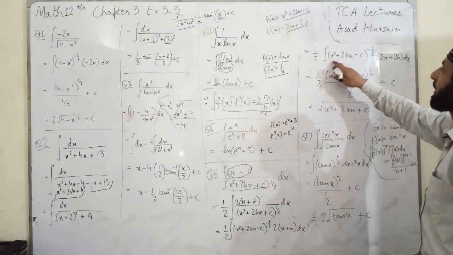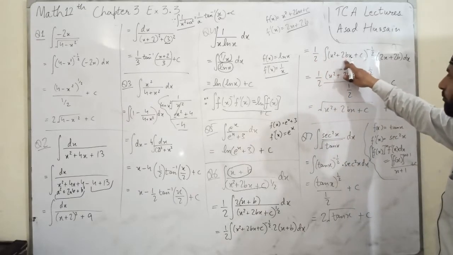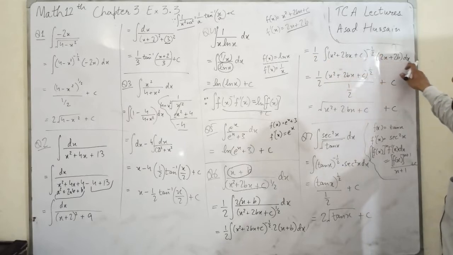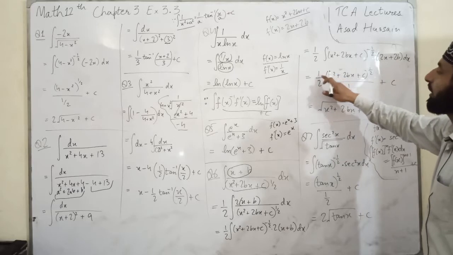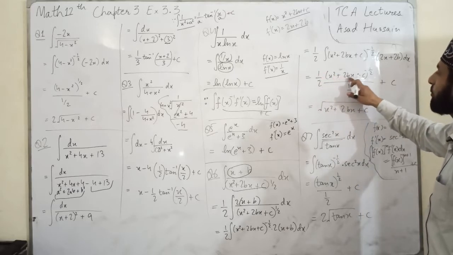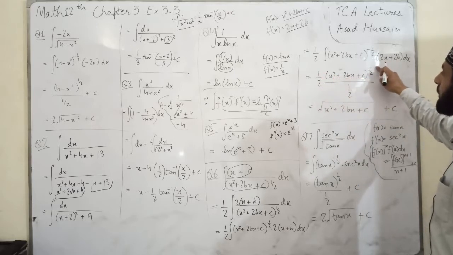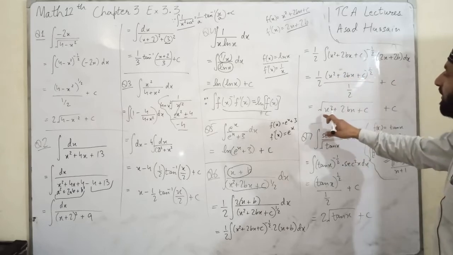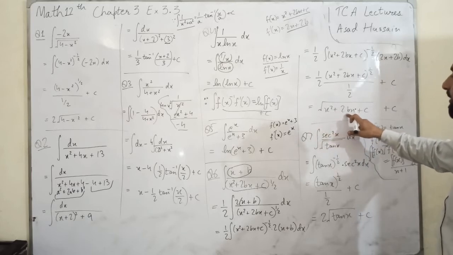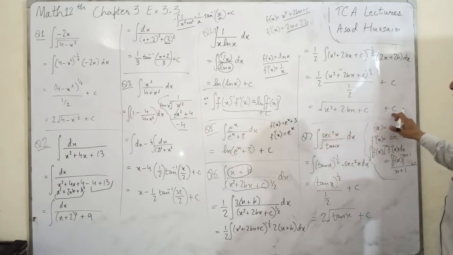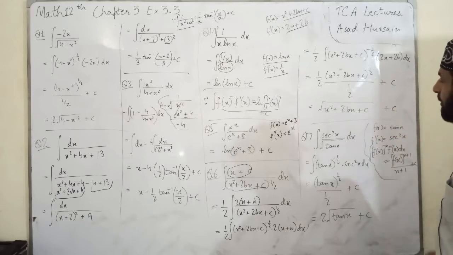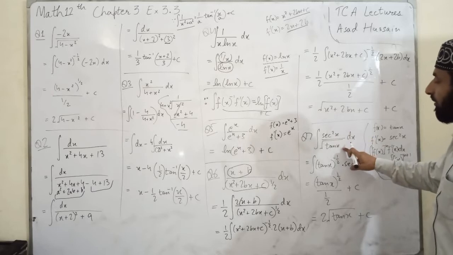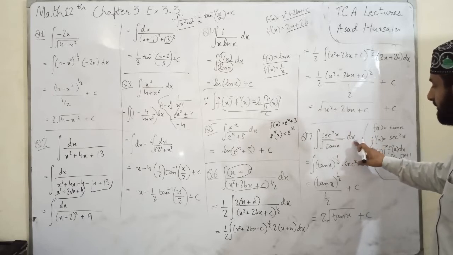Now 1 over 2 integral x square plus 2bx plus c raised to power minus 1 by 2 into 2x plus 2b dx. Taking the integral, we get 1 over 2 into x square plus 2bx plus c raised to power 1 over 2 divided by 1 over 2 plus c, which can also be written as under root x square plus 2bx plus c plus c. Part number 7, which is integral secant square x over under root tan x dx.